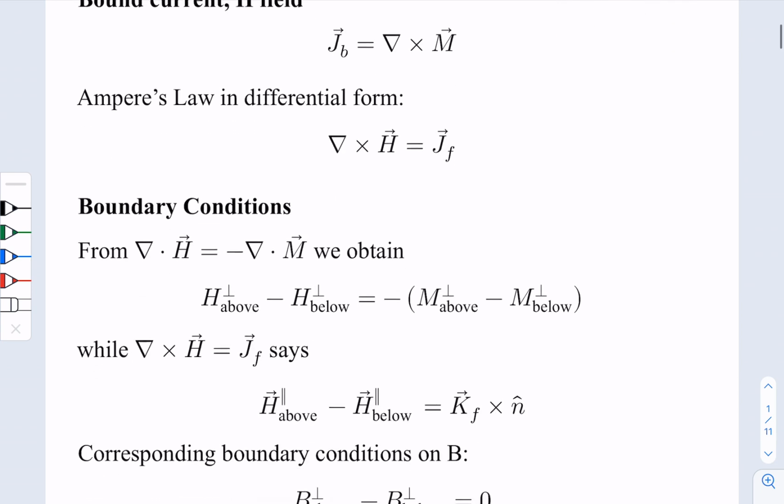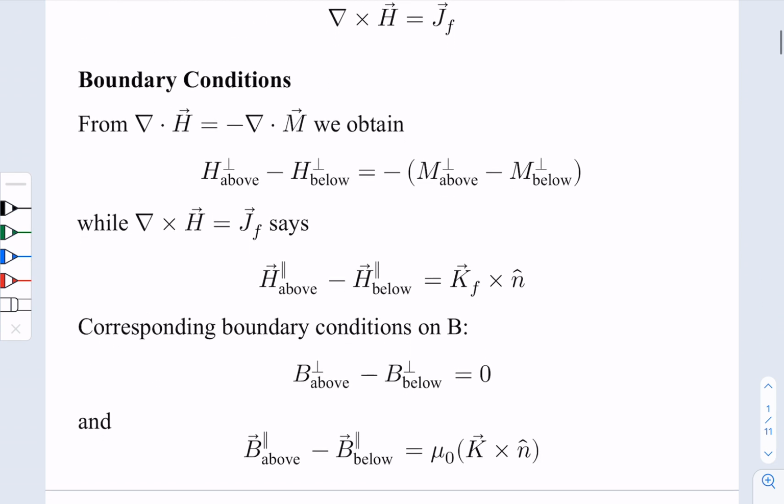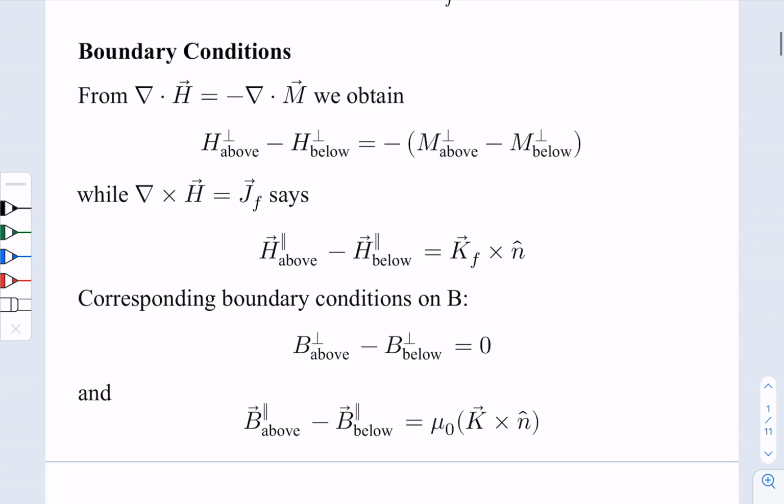And at the very end of the last lecture, we discussed the boundary conditions for this H field. By applying a Gaussian surface, we can determine the field in the perpendicular direction. And by using an Amperian loop, we can determine the field in the parallel direction. Now we have 2 sets of boundary conditions: 2 are about the H field, and another 2 are about the B field.